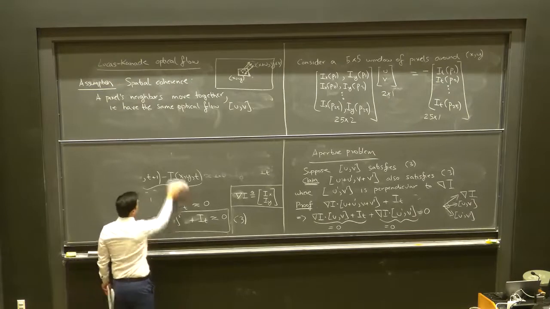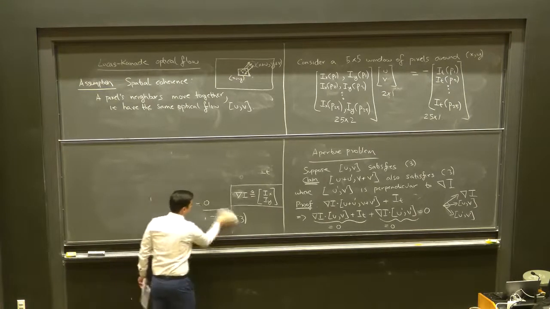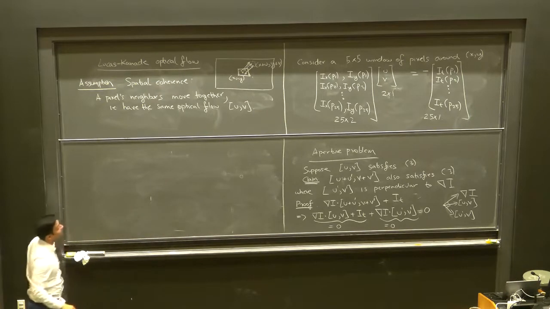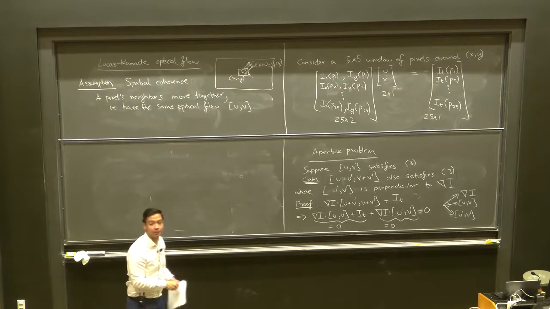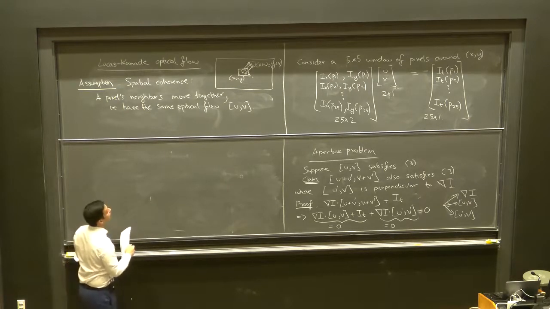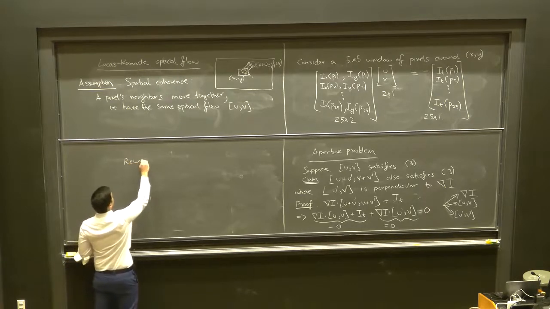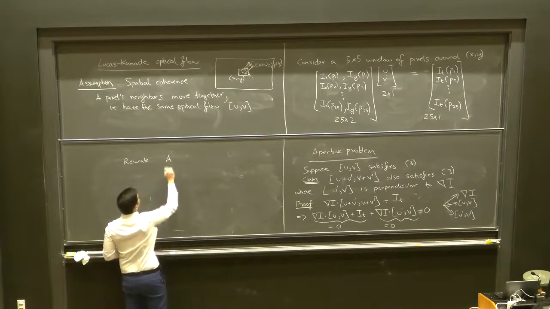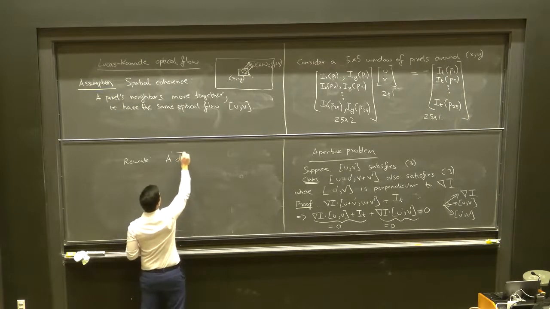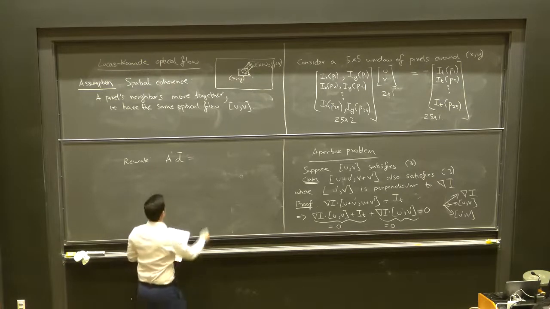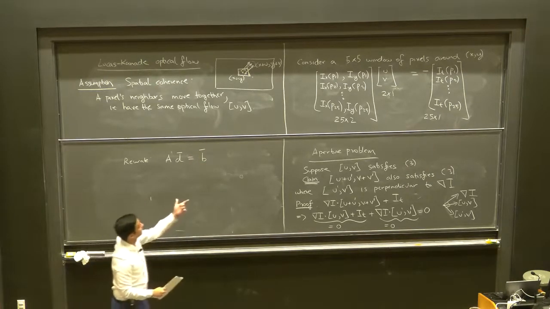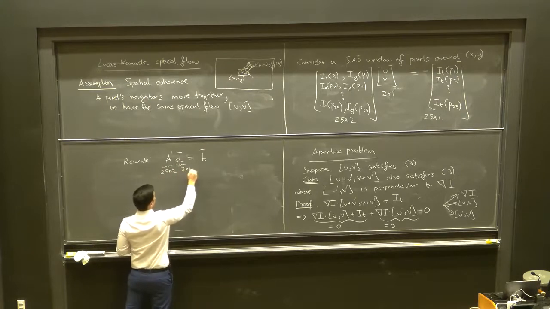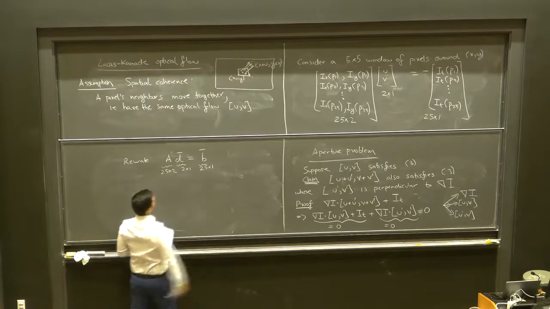One way to think about this is that we're trying to get a robust solution, something that will satisfy these equations as accurately as possible. Let me define some notation here. Let's call that first matrix A, the vector of u and v we call D bar, and that is equal to B. So A is the 25 by 2 matrix, D bar is a 2 by 1, and B is a 25 by 1.